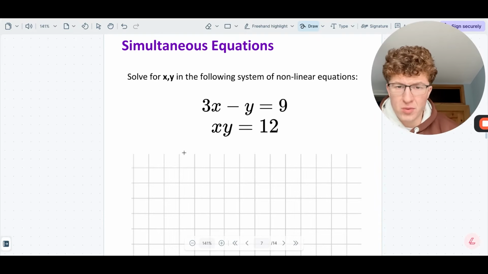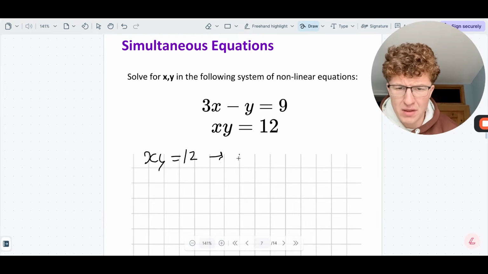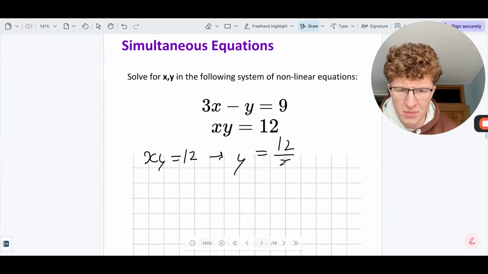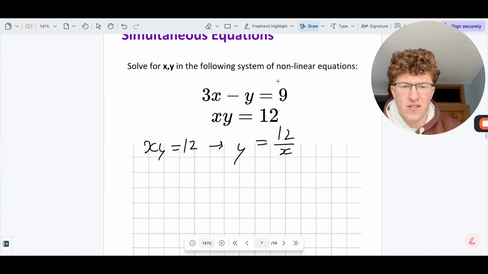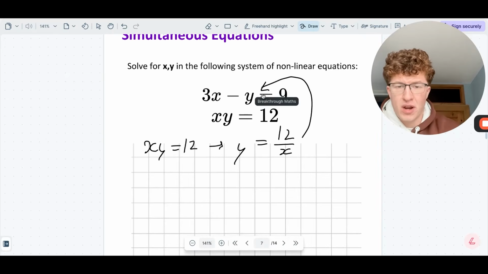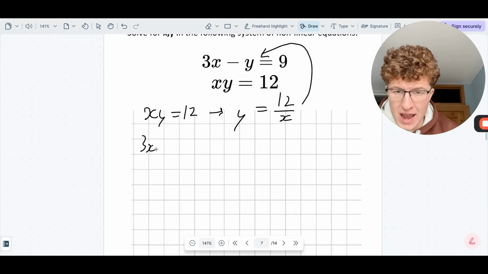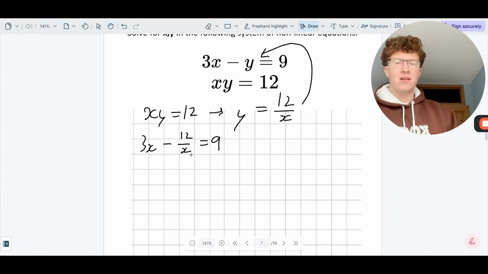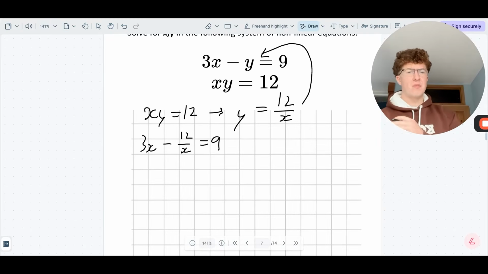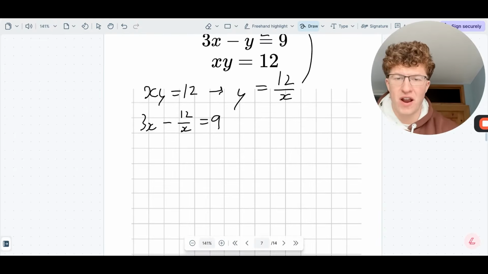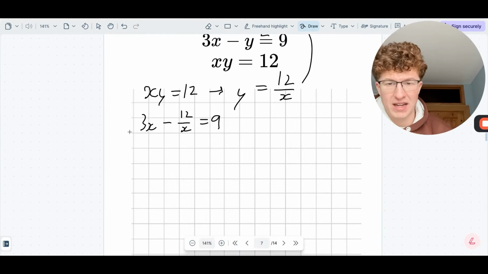Well, what I can do is I can fill in for y here using this. Since x times y is equal to 12, that means that y is equal to 12 divided by x. So now I can just fill that y value into this equation here. So we have 3x minus 12 divided by x is equal to 9. We want to solve this for x. Immediately, get rid of the fraction. The fraction is making this equation pretty complicated. Let's get rid of it.